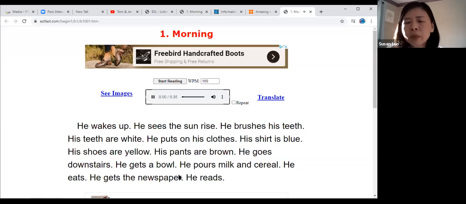The same website I found, Rongchang, same example. He wakes up. He sees the sun rise. He brushes his teeth. His teeth are white. He puts on his clothes. His shirt is blue. His shoes are yellow. His pants are brown. He goes downstairs.